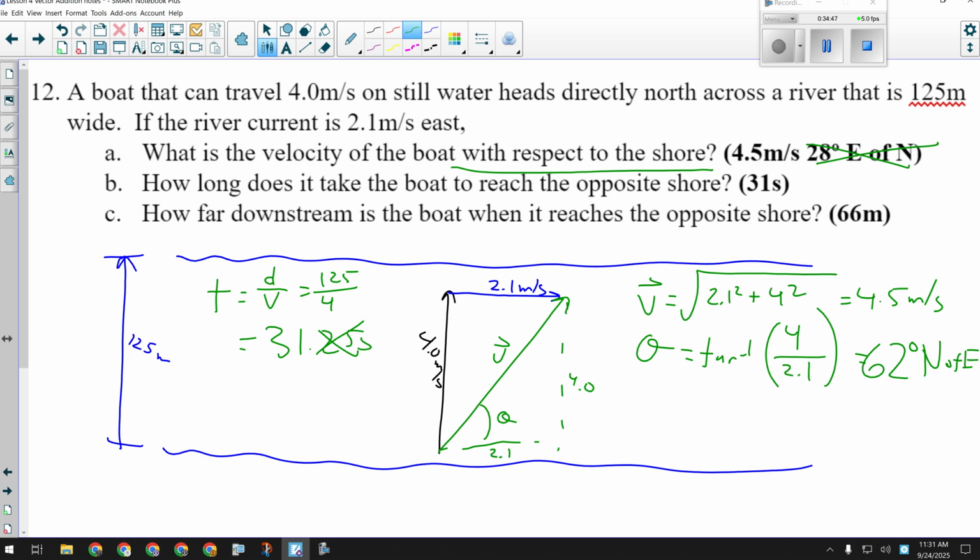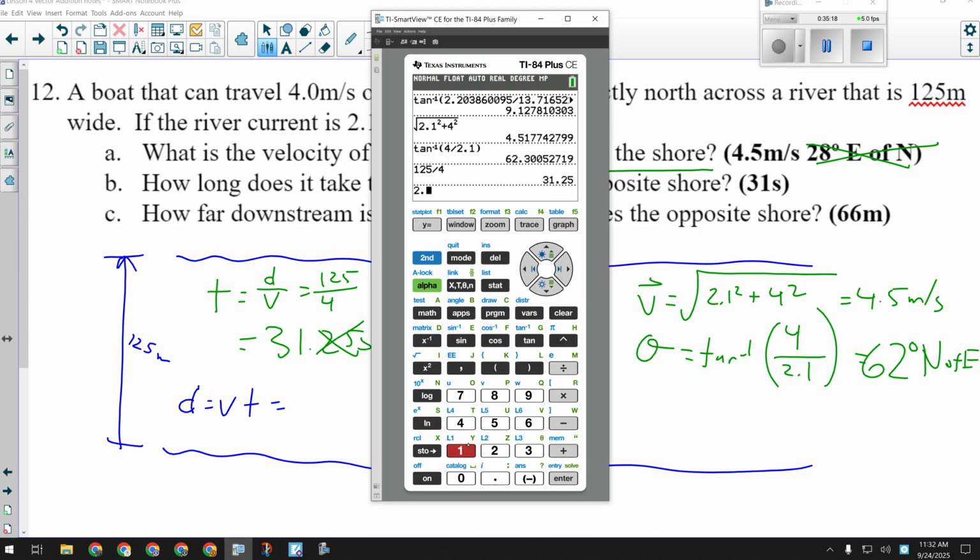He said we're supposed to use the rounded value from B to calculate C, and he's absolutely right. That's one of the rules of significant digits. If I need to use something I calculate in B to solve for C, I use the rounded value. I don't want to keep adding on things that are not accurate if I'm not certain of them. So that I'm certain of. So to figure out how far downstream I end up, I'm going to take d equals v times t: 2.1 times 31.